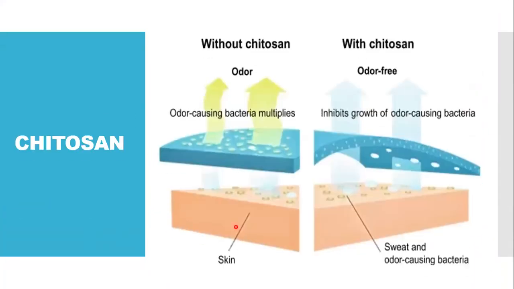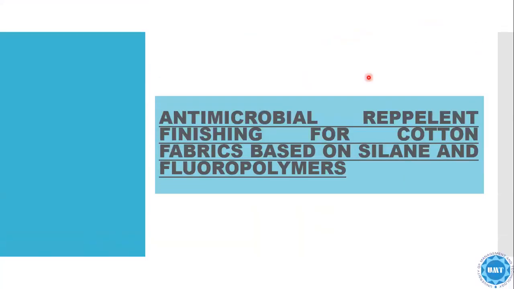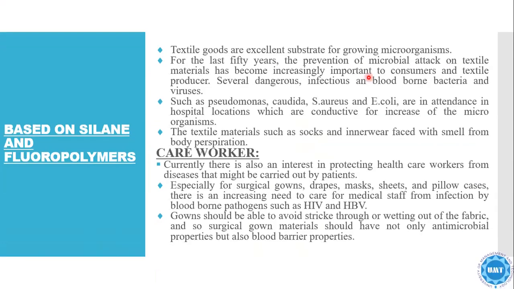Here we can see that without it, odor-causing bacteria multiply, but with it, it is odor free and inhibits the growth of the odor-causing bacteria. So, antimicrobial repellent finishes for cotton fabrics are based on silane and fluoropolymers.